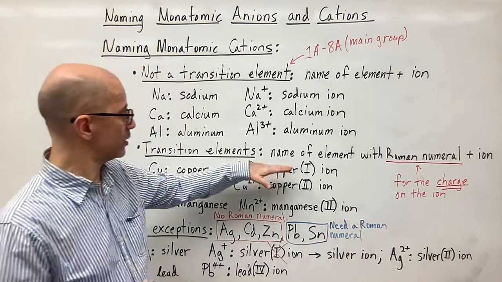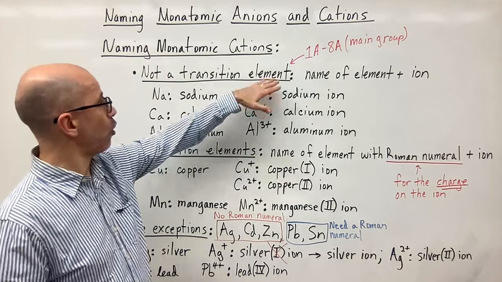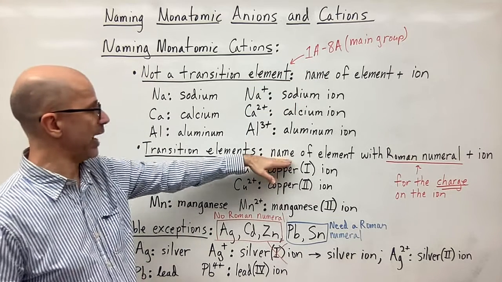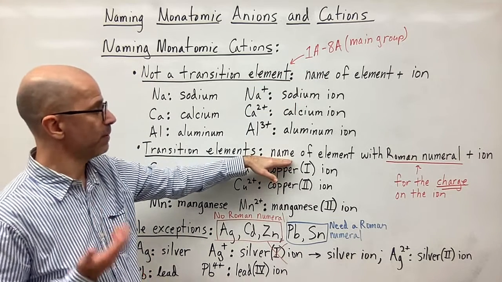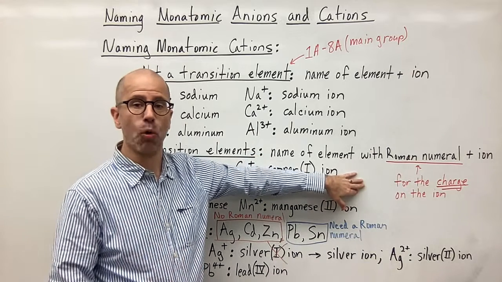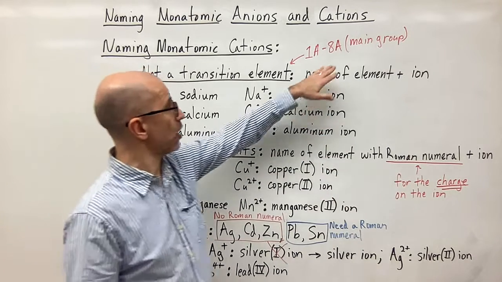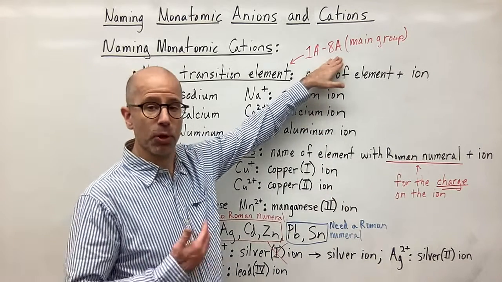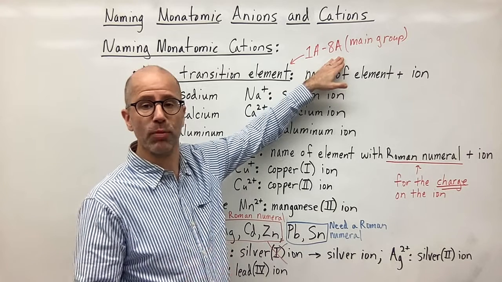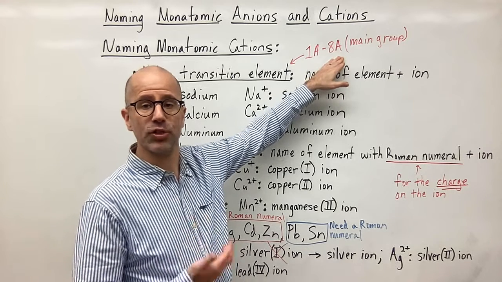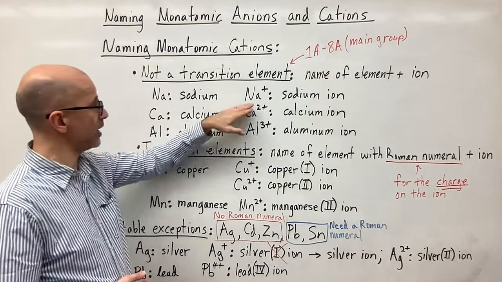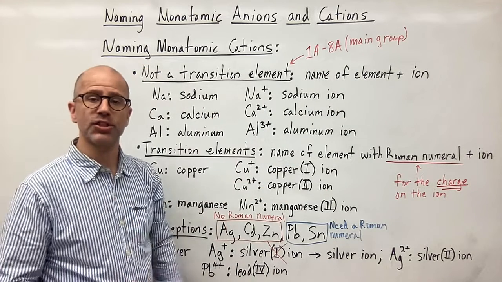And so that's the difference between your main group elements and your transition elements. We're going to add a Roman numeral for the charge. And again, that's because transition elements tend to have more than one charge. Your main group elements, for the most part, only have one charge. So there's no need for a Roman numeral because the charge is always going to be that charge. So for example, sodium has a +1 charge because it's in group 1.